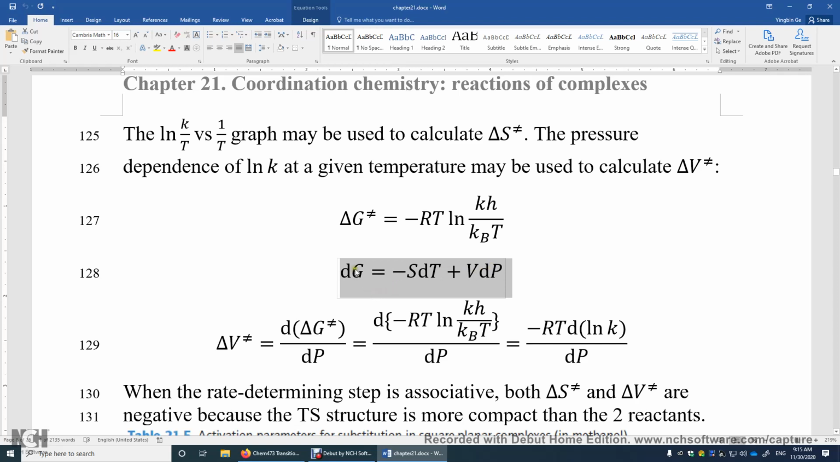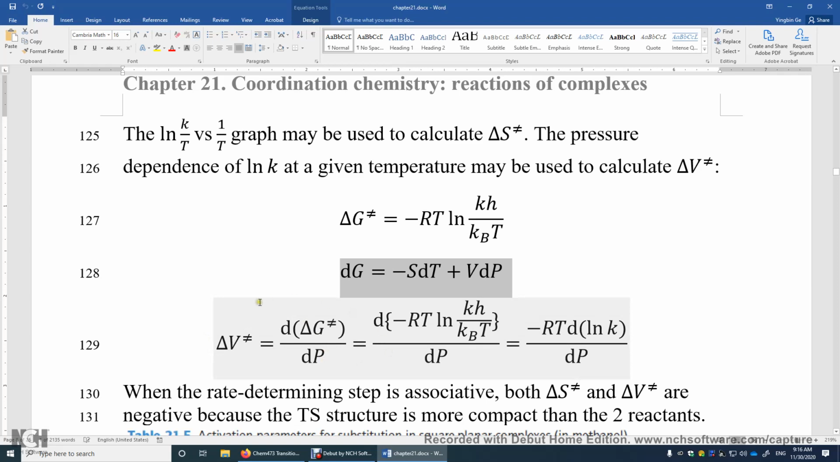Okay, so again, when you have this equation, you can apply this equation to 2 different states and take the difference, and then you get d delta G is equal to negative delta S dT plus delta V dP. All right, and then you hold the temperature constant. Okay, you do this measurement at a given temperature. dT is 0, and then you have d delta G is equal to delta V dP. All right, and then delta V is simply d delta G over dP. So that's why delta V is d delta G over dP.